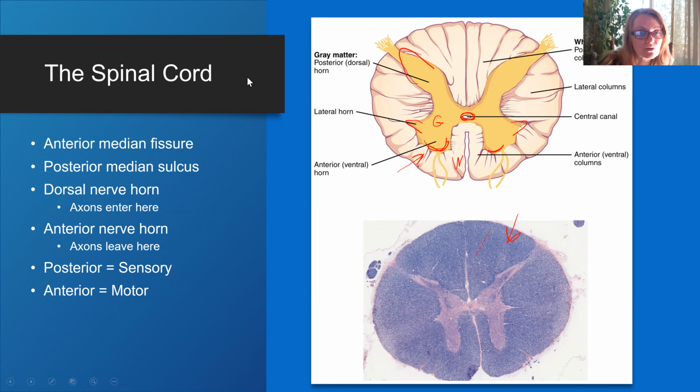We also have a kind of separation here, in front, right there, called the anterior median fissure. And on the back, we have the posterior median sulcus, right? So that's the posterior median sulcus, this one. Also, the white matter is divided into columns. So we have the anterior columns over here, then the posterior columns and lateral columns. And I told you about horns already.